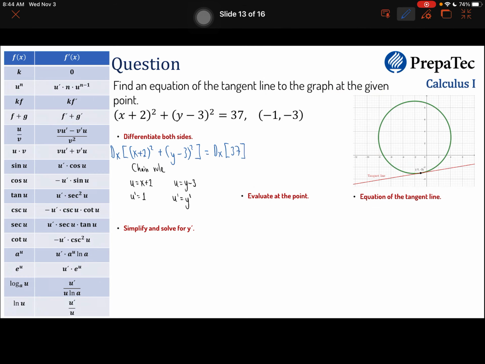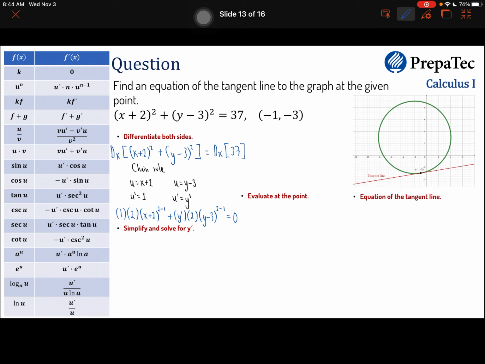So let's get the derivative of this, and it's going to be 1 times 2. So this is u prime times the power times u to the power minus 1. Then plus y prime, that is the u prime, then the power, and then u to the power minus 1. And this is going to be equal to 0, because the differentiation of 37 is 0, since that is a constant. And this is the part of differentiating both sides.